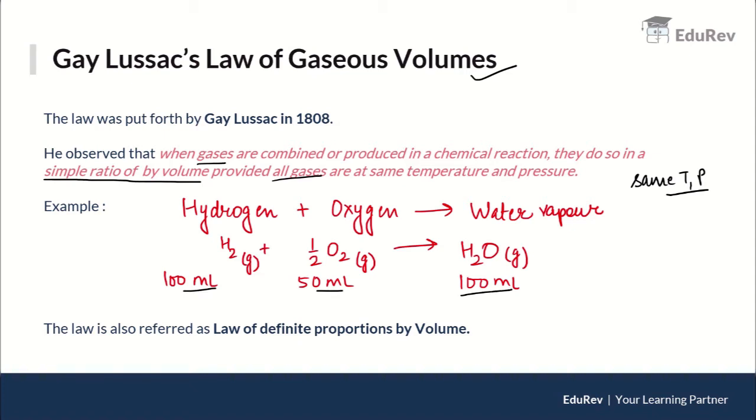So as per this law, it means that whichever gases combine, here hydrogen and oxygen have combined, if we take their ratio, it comes out to be 2:1. So this ratio is also a simple ratio by volume. Because we have taken the ratio of volumes, we have called it by volume. So this law is also referred to as the law of definite proportions by volume.